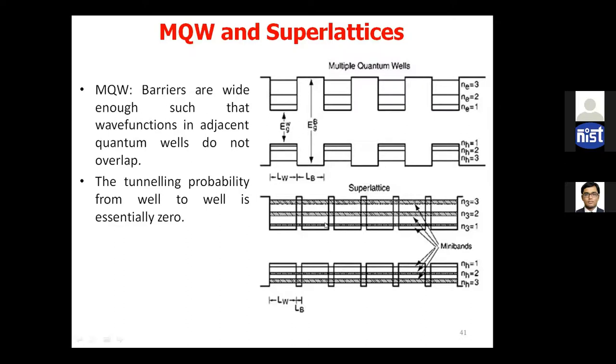So due to this phenomenon, tunneling, splitting and coupling, in a superlattice we can get mini bands. And these mini bands modulate the optical properties very efficiently. In QCL, quantum cascade laser, the property of this mini band is huge, which gives a very highly efficient laser property. So the tunneling probability from well to well is essentially zero in the case of multiple quantum wells. However, in a superlattice, there will be tunneling.